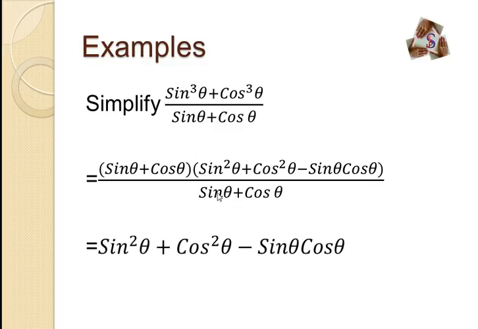Simplifying further, we get sin square theta plus cos square theta minus sin theta cos theta. So we have just now learned the Pythagorean identity: sin square theta plus cos square theta is 1. Simplifying it further, we get 1 minus sin theta cos theta. So this is the way we need to apply the various fundamental identities that we have learned to simplify trigonometric functions.